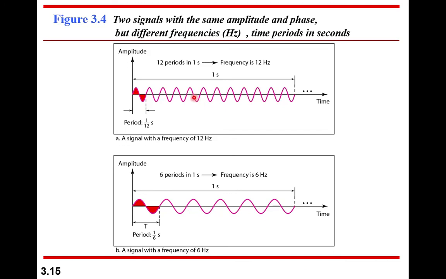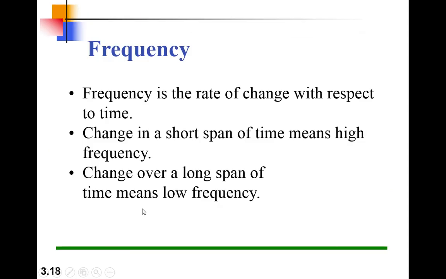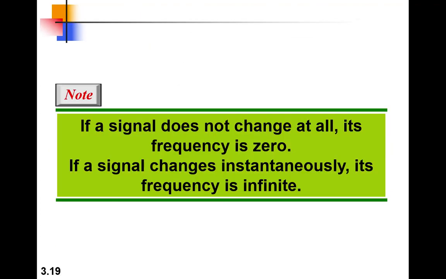So here the frequency is lower as compared to this one. Here the frequency is higher. Here the time period is lower, and here the time period is larger. So if a signal doesn't change at all, then its frequency is 0. And if a signal changes instantaneously, then its frequency is infinite.